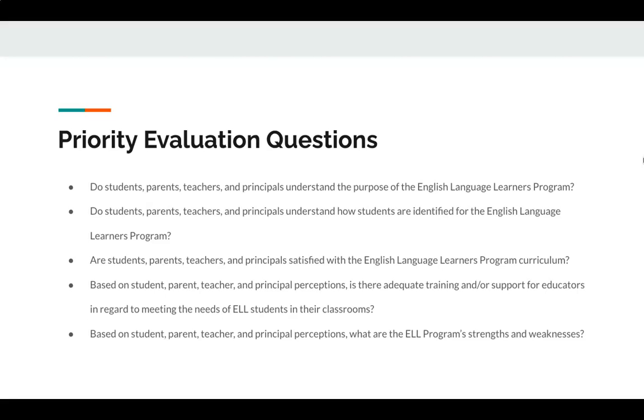Do stakeholders understand the purpose of the ELL program? Do they understand how students are identified within that program? What do they know about the curriculum? What's their experience? Are they satisfied with it? That is a very interesting one, and whenever we get to that, I will talk about it a little bit more. And then whenever we get into the training and support for educators, is there adequate training? Is there enough support to meet the needs of ELL students in the classroom? And then in general, what are their perceptions of the program in regard to the strengths and weaknesses it has?